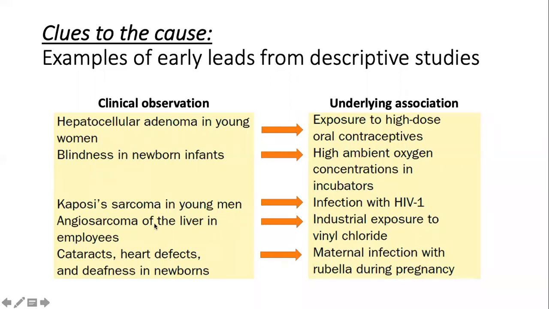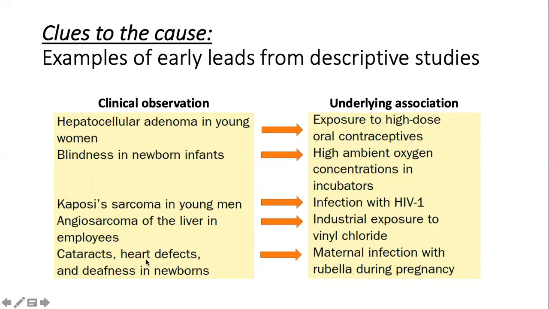Another example would be the cluster of angiosarcoma of the liver in employees in a certain industrial plant. They discovered that the industrial exposure to vinyl chloride led to the cluster of angiosarcoma of the liver in those employees, and that's when they banned the use of vinyl chloride.